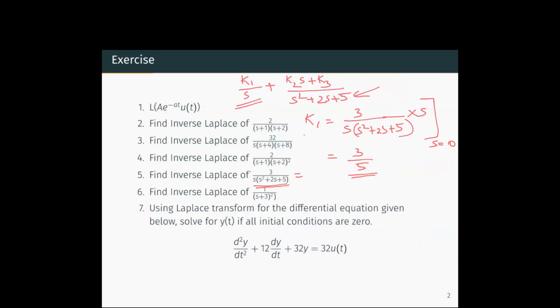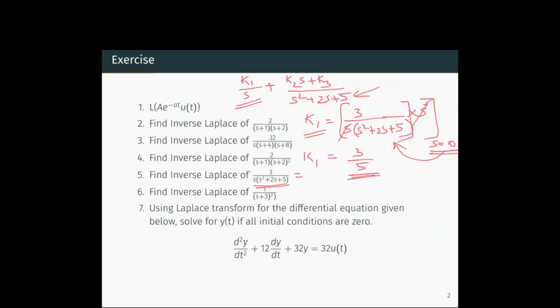So k1 can be easily found by multiplying our total function 3 by s into s square plus 2s plus 5 by s, so we can cancel this s and s, at s equal to 0. Since the root of this is 0, 3 by s square plus 2s plus 5 at s equal to 0 will give you the value of k1 as 3 by 5.